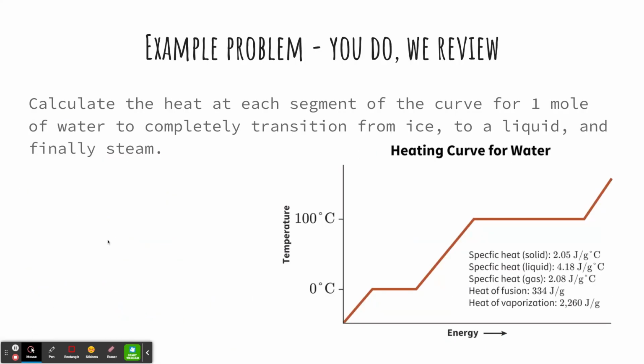Okay. So number 2 says we want to calculate the heat at each segment of the curve for 1 mole of water to completely transition from ice, then to its liquid state, then to finally steam. So guys, what I'm essentially asking you to do is calculate the energy required to increase ice to its melting point. So that would be segment 1. Segment 2, ice to melt from a solid to a liquid. Segment 3, raising our temperature up to the boiling point. And then finally, segment 4 is our phase change at this boiling point.